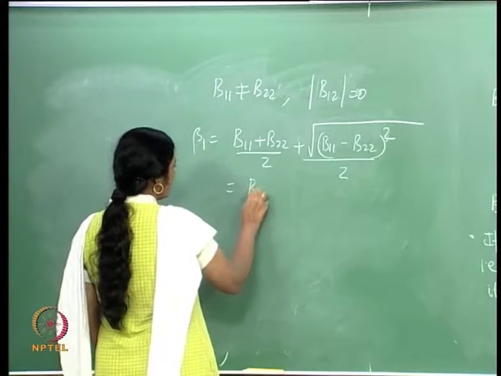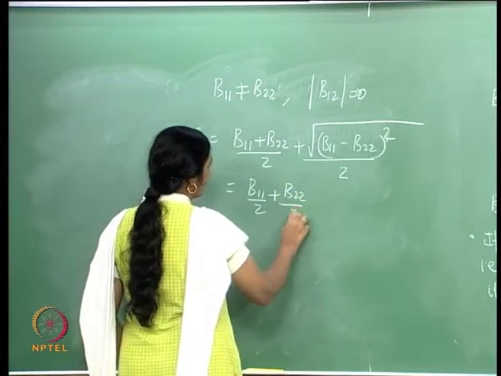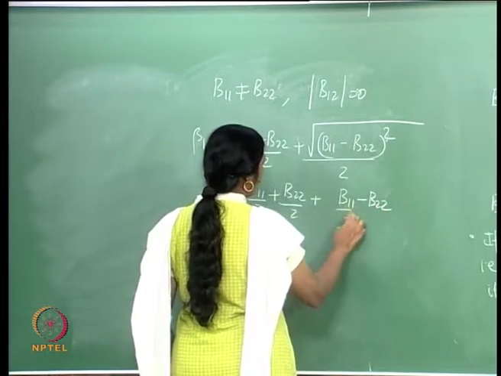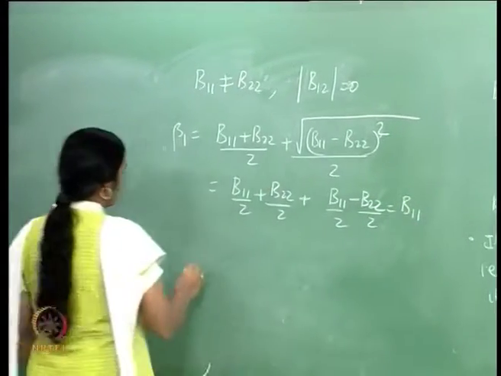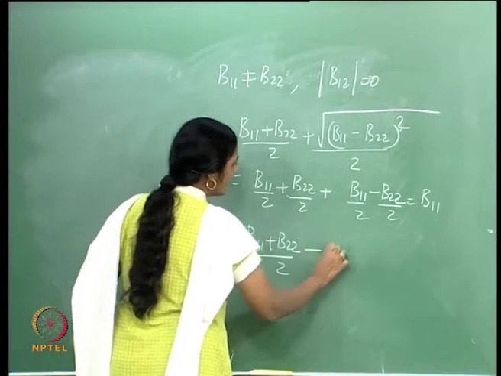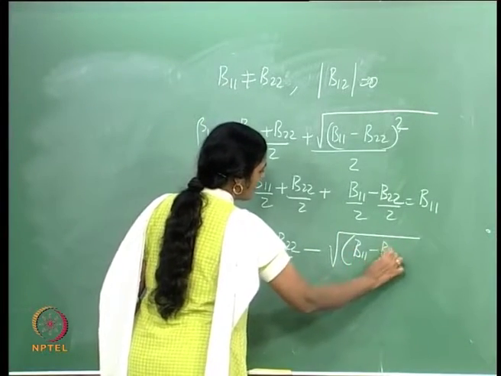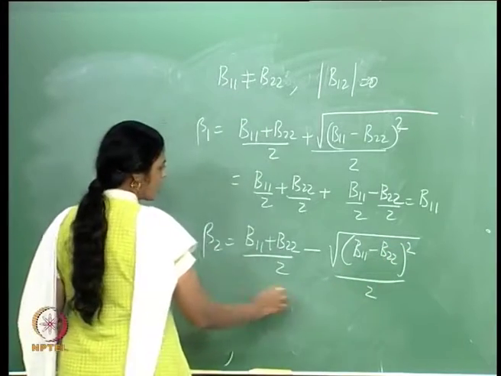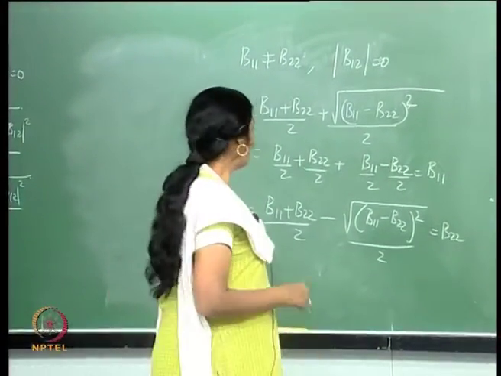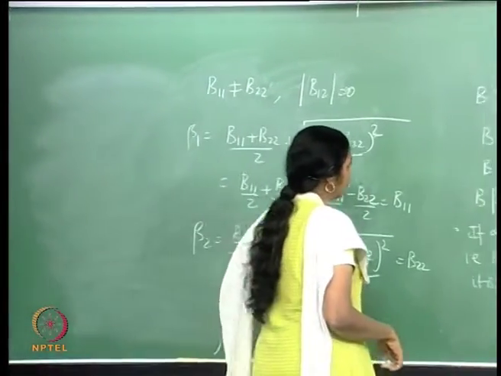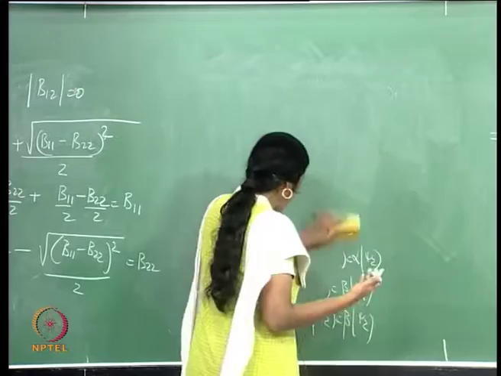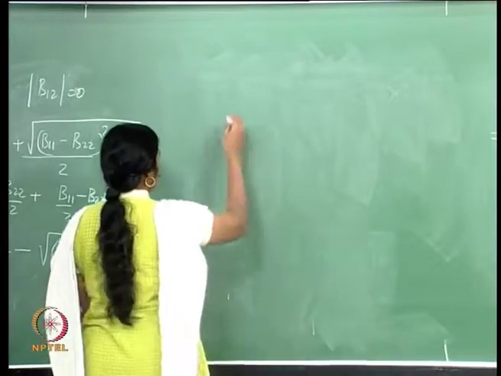So, this object is simply B11 by 2 plus B22 by 2 plus B11 by 2 minus B22 by 2, which is just B11. Similarly, beta 2 is the other object, B11 plus B22 by 2 minus square root of B11 minus B22 the whole squared, the whole by 2, which is the same as B22. So, I have two roots, beta 1 is equal to B11 and beta 2 is equal to B22. What does that mean? It means the following, that there are two eigenvalues.